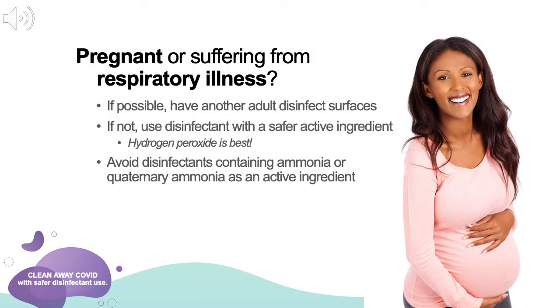If you are pregnant or suffer from respiratory issues like asthma, there are some additional precautions you need to take. If possible, have another adult in your home tackle the disinfecting. If this is not possible, use a disinfectant that contains one of the safer active ingredients we shared earlier. One of the safest active ingredients is hydrogen peroxide, and there are several disinfecting products on the market that are hydrogen peroxide based. And be sure to avoid disinfecting products that list ammonia as an active ingredient.